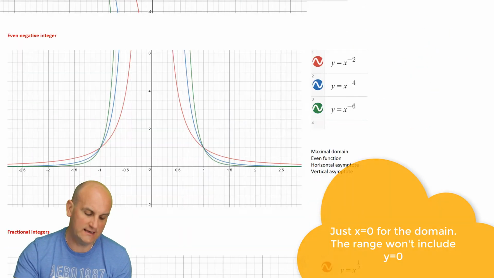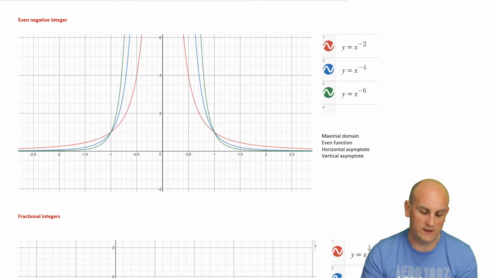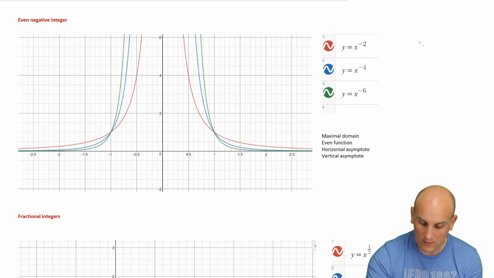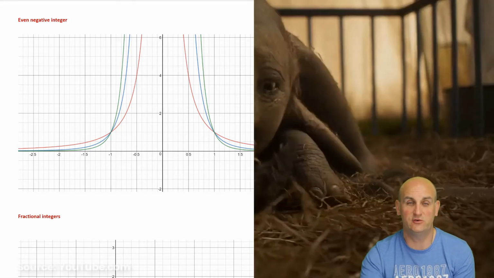What about even negative integers? Well, once again, we have y equals x to the power of minus 2. Well, we know what that means. We know that that's the same as y is equal to 1 over x squared. And we get to our truncus.